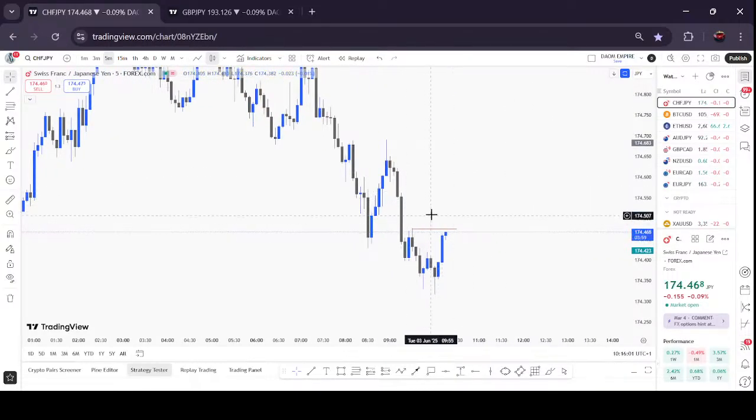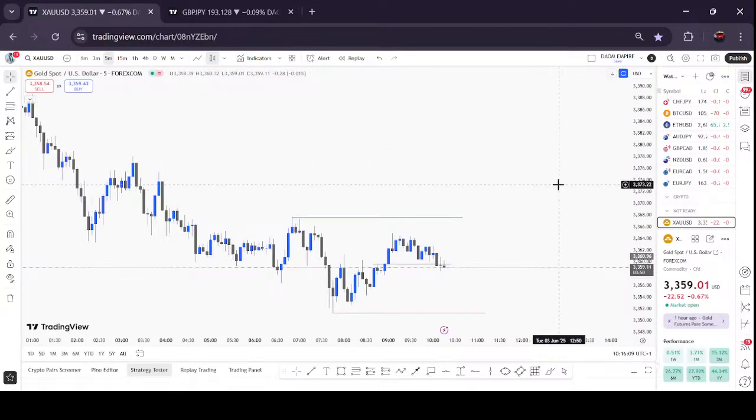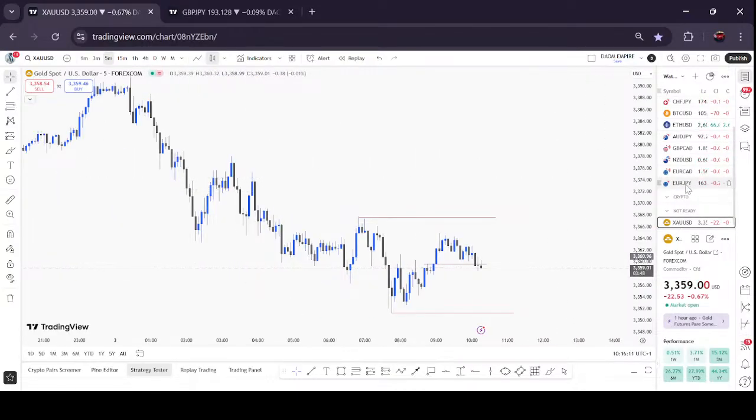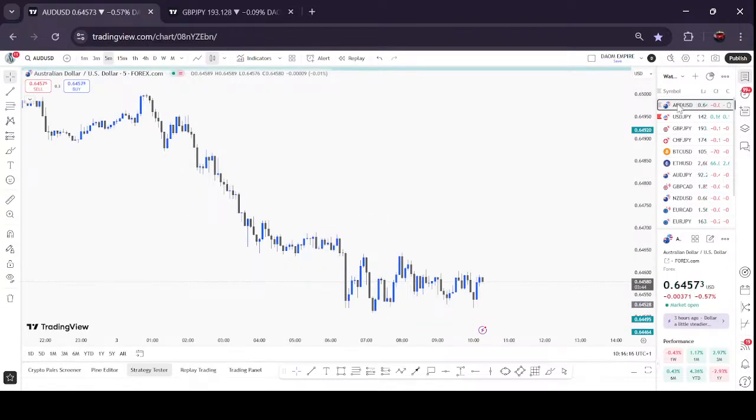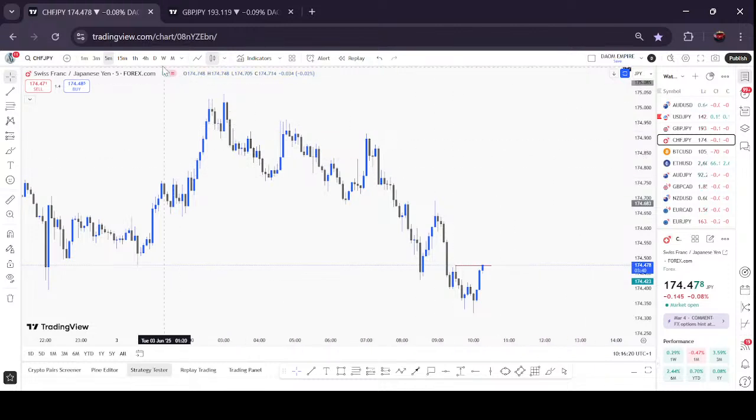But I would like GBP JPY to push up very well, so that can give us a good trading range. Okay, what's gold doing? Gold is still doing what it's doing. Okay, what is USD doing? Okay, keep pushing.